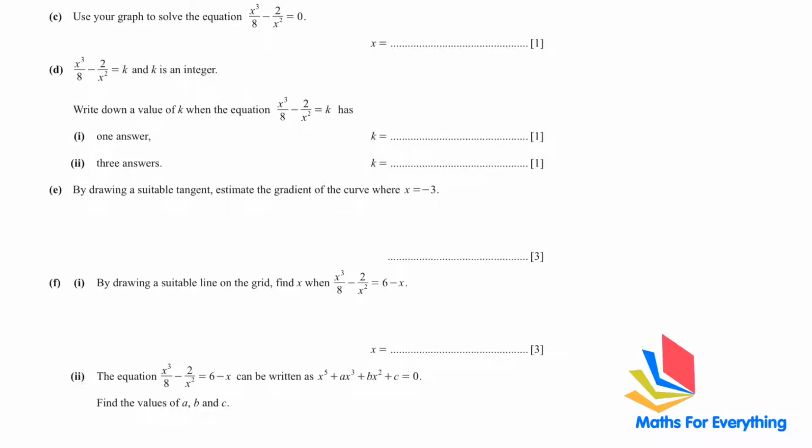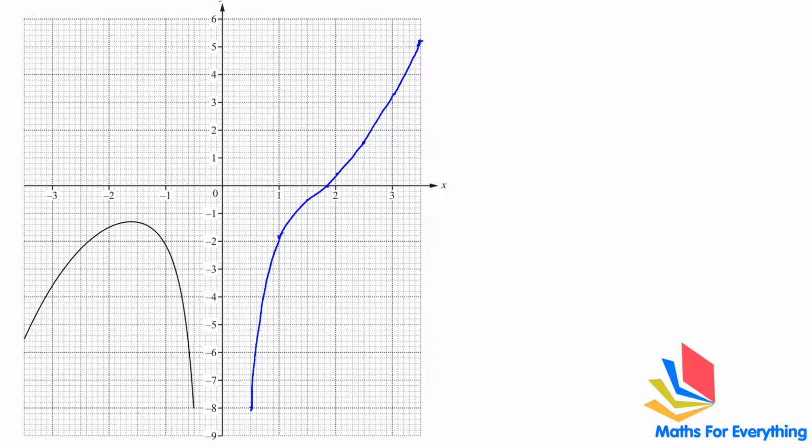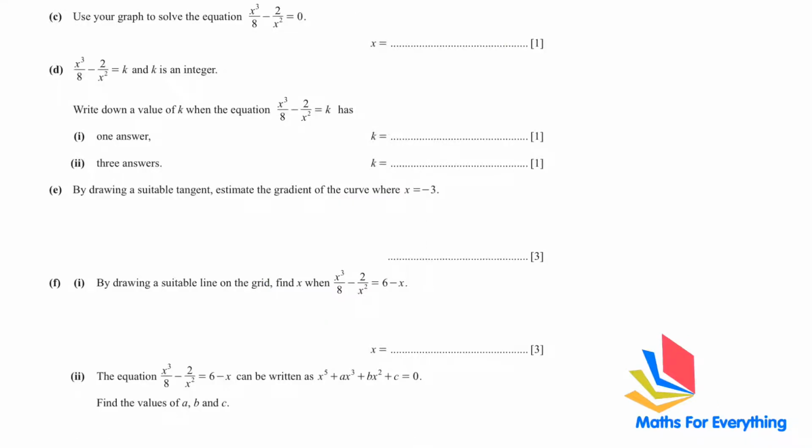Let's read the next question. Use your graph to solve the equation x cubed over 8 minus 2 over x squared is equal to 0. This is what we have plotted and it equals 0. It means when it cuts the x-axis. So this is where it cuts the x-axis. The point here is 1.7. If you have the answer between 1.7 to 1.8, it will be accepted. So x is equal to 1.7.